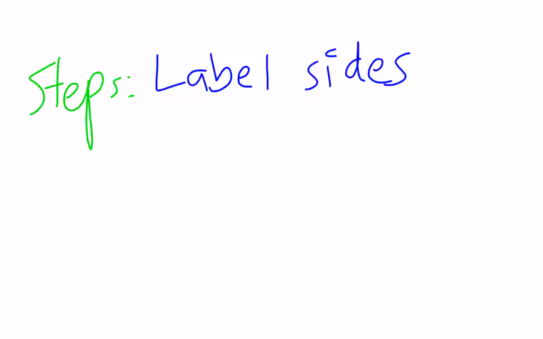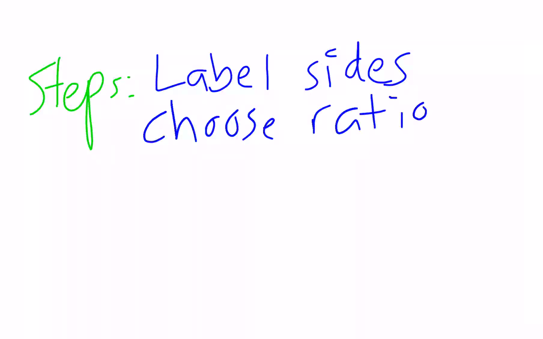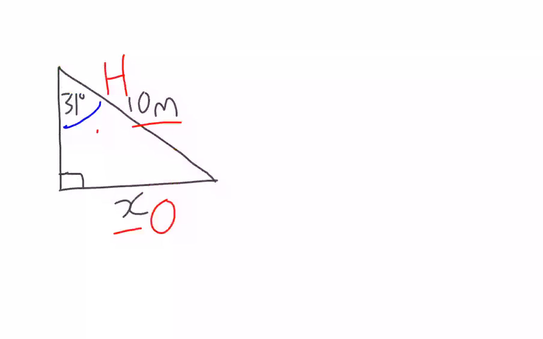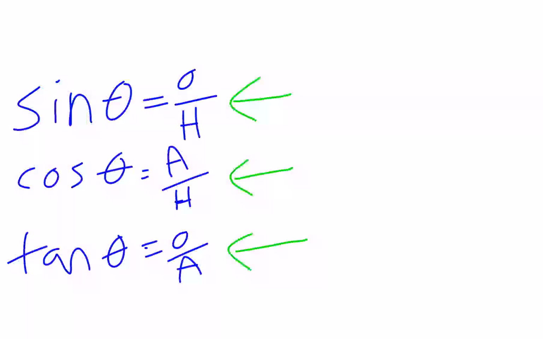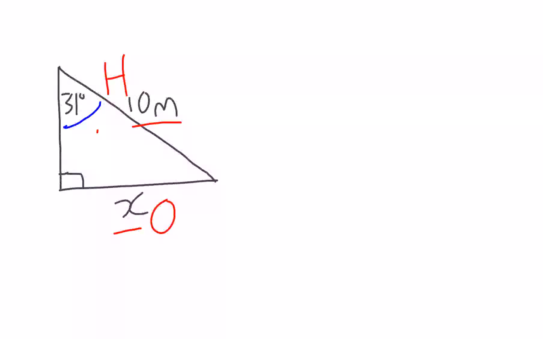Because our next step is to choose the ratio that we're going to use. So our possible ratios are sine, cos, and tan. We choose the one that has the opposite over the hypotenuse, because those are the two sides we have. We're going to choose the sine ratio. So our second step really is to write the sine ratio. Sine of the angle equals opposite over hypotenuse.